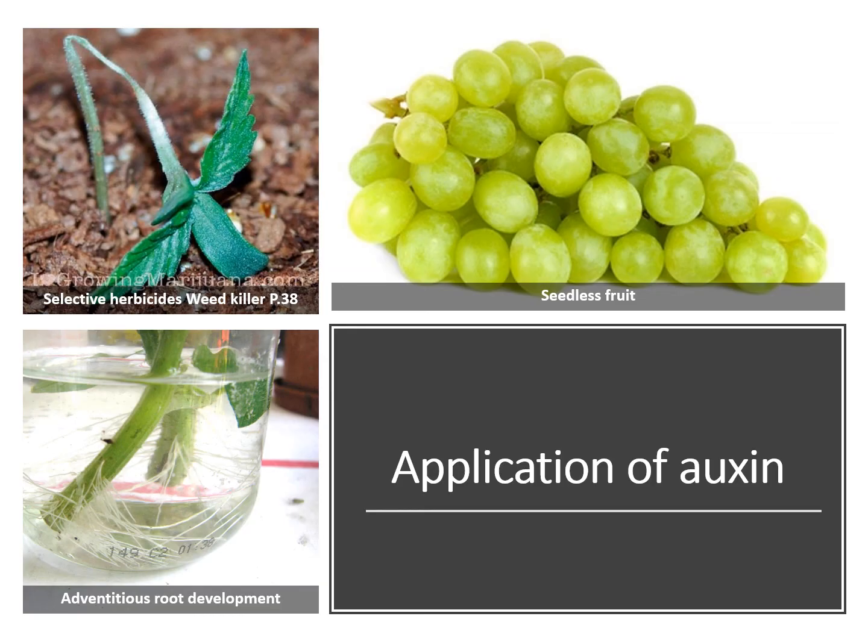At the end, there are different applications of auxin. Auxins can be used as selective herbicide. It can help to form seedless fruit or help the adventitious root development. That is the end of the lesson on auxin.